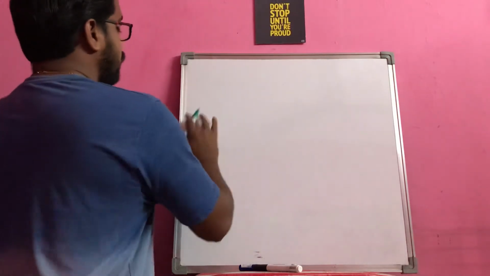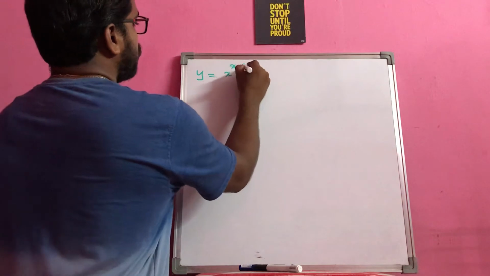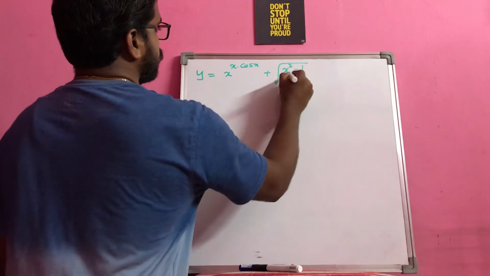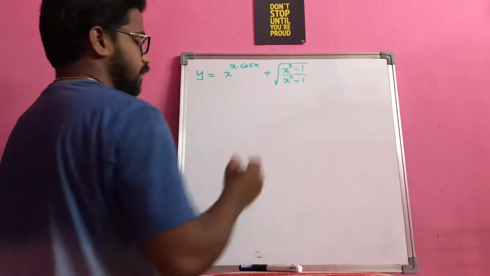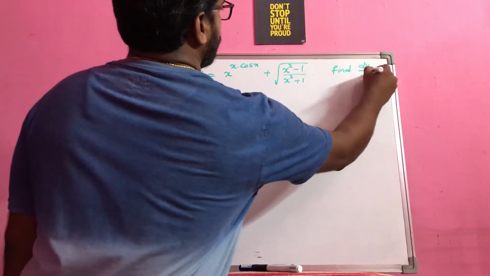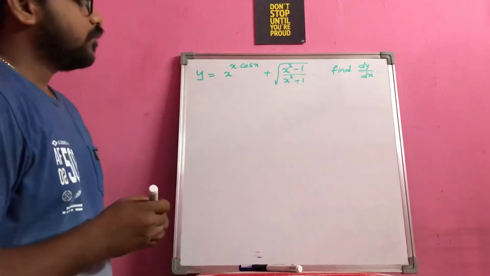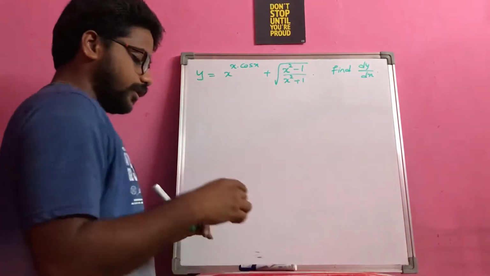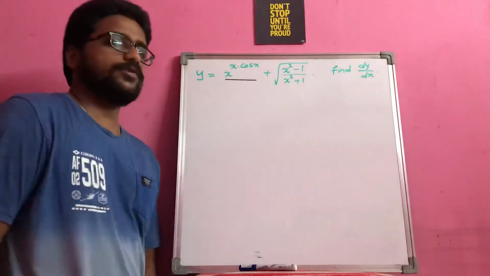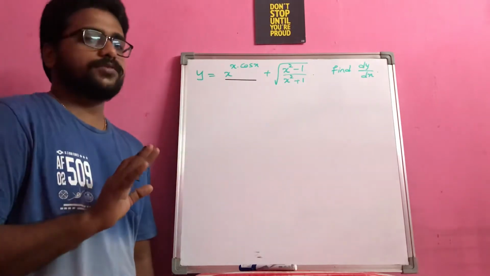So see, if I give you a particular function like this, y is equal to x power x into cos x plus root over x square minus 1 by x square plus 1, and if I ask you to find the value of dy by dx, this is my required question, right? Initially you can observe one small thing here. This is function power function, that is very clear. So you have to apply logarithm, that is for sure.